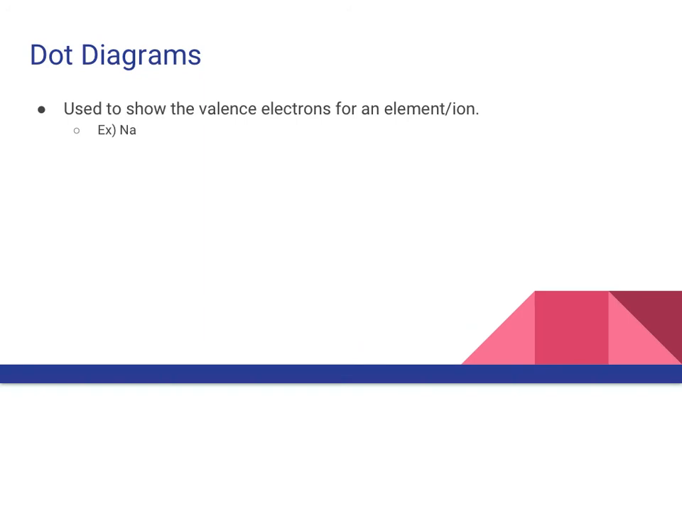The last thing then is we can use a dot diagram as a way to show the number of valence electrons for an element or an ion. So going back to sodium, again, we know sodium has 1 valence electron. So in our dot diagram, we're going to start by writing our element symbol, which in this case is Na, and we're going to draw a dot to show the fact that sodium has 1 valence electron. So if I just put a dot on sodium, I would get 1 valence electron. That is the dot diagram.